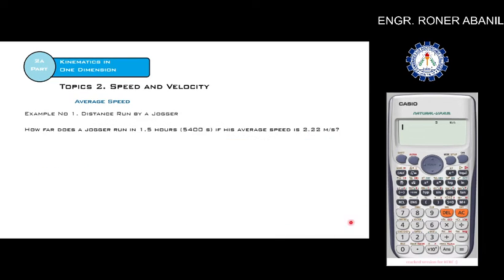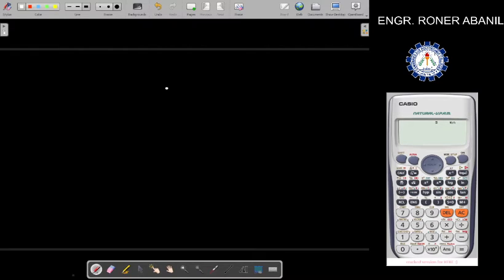So, for example, no? How far does a jogger run in 1.5 hours or 5,400 seconds if his average speed is 2.22 meters per second? Okay? So, open muna ako nung Blackboard natin. So, dito, hindi na tayo mahihirapan, no? Meron tayong formula. No, meron tayong formulang ginagamit.